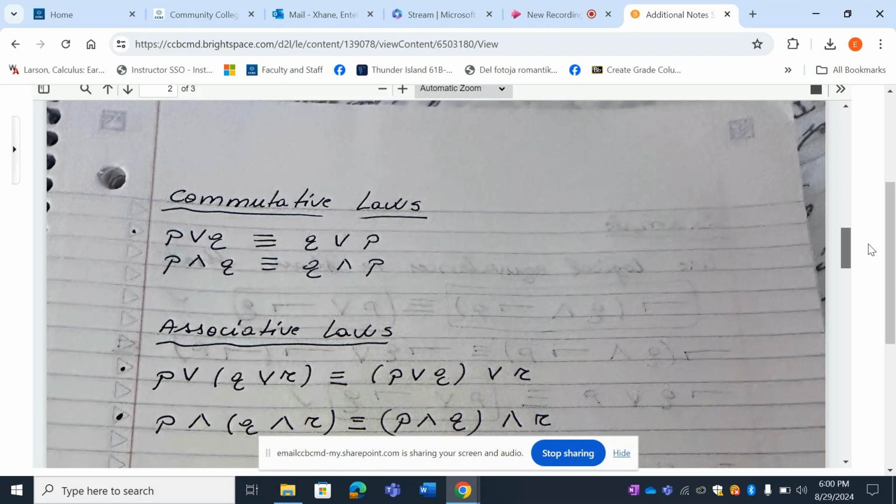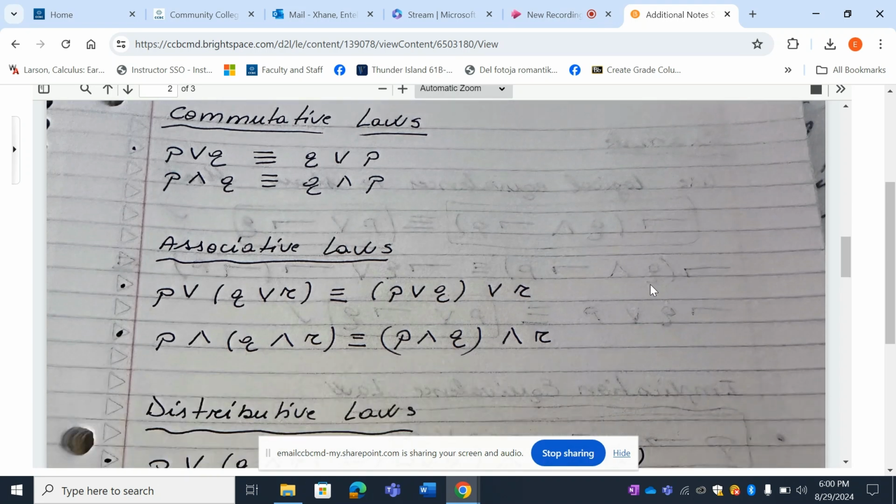We mentioned the commutative laws, very similar, and the associative laws, very similar to the same laws that are used for the two important operators, multiplication and addition, when it comes to regular numbers. The commutative laws for the disjunction and conjunction: P or Q is equivalent to Q or P, and P and Q is equivalent to Q and P. And the associative law allows you to group propositions together.